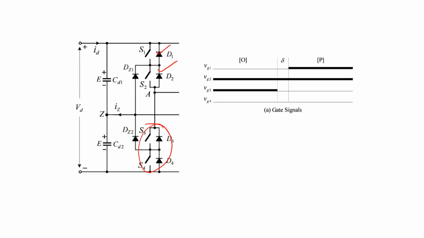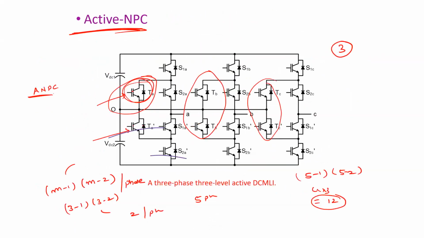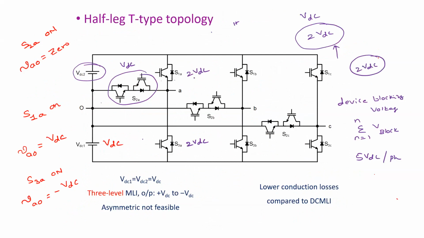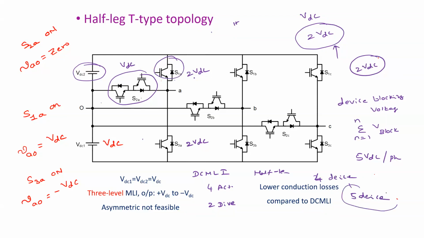Okay, so now if we compare side by side with the diode clamp, the DC MLI on one side and this on the other side of the leg, how many devices are required per phase? So 4 active switches and 2 diodes are required. Here, if you treat this as 2 switches, that means 4 devices if we assume the batteries are the same, or else you require 5 devices, since this switch has 2 switches and this one has a single switch. It depends on how we select the devices.